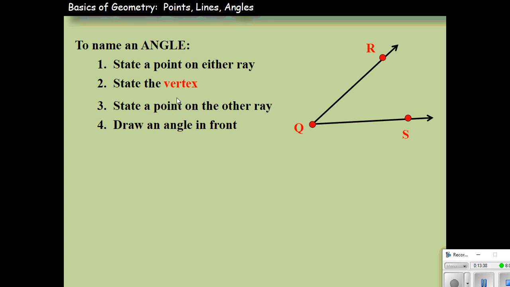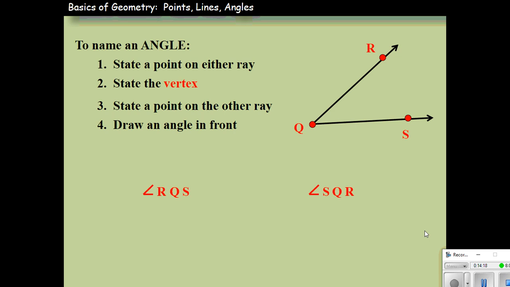In other words, you're going to basically tell the points in the order you would connect the dots to draw the angle. So I could start at R, then go to Q, then go to S, or we could start at S, go to Q, and then R. So either one of these would work. I could start at R, I could start at S, but either way, the second point is always the vertex. It's going to be Q, and then a point on the other side. Lastly, we draw an angle symbol in the front. This is how we name an angle. This says, down here, angle RQS. This is angle SQR. They are the same angle.